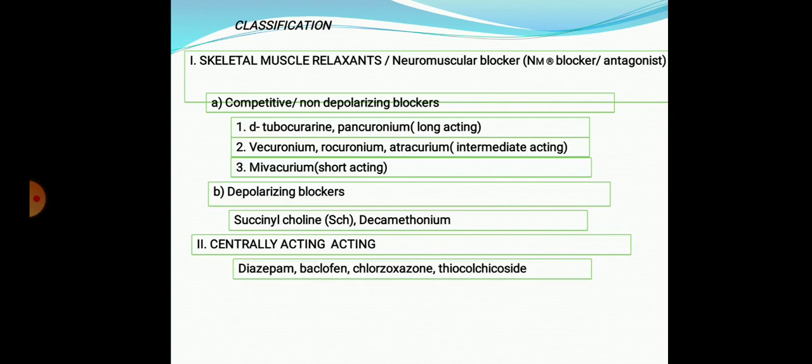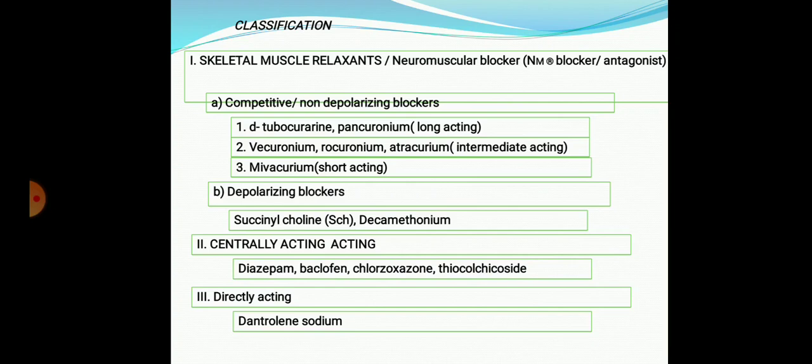Centrally acting skeletal muscle relaxants. Classical examples: diazepam, baclofen, chlorzoxazone, and thiocolchicoside. All of these drugs act at the level of spinal cord, and they mainly act by facilitating GABA mediated inhibitory neurotransmission, GABA being gamma aminobutyric acid, at the level of spinal cord. Directly acting, that is, acting directly on the skeletal muscle, only one drug, that is dantrolene sodium.